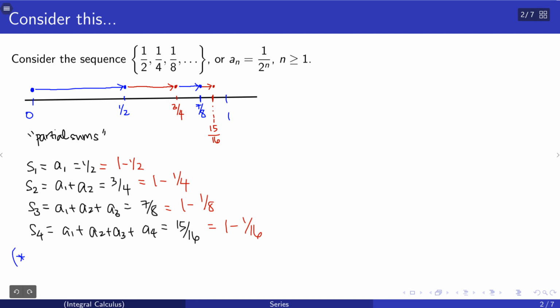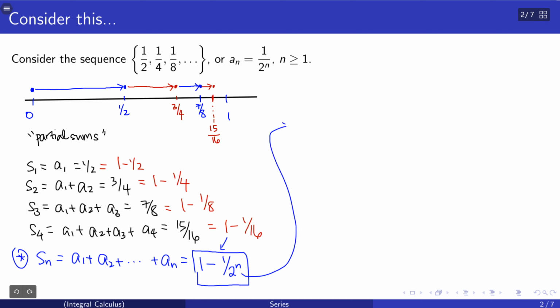And what we're going to guess here is S sub n. What happens if we add the first n terms? Can we actually get a general expression for that sum? Well, we're going to guess that it's actually equal to 1 minus 1 over 2 to the n. And again, that makes sense, and that agrees with intuitively what we've seen so far. But now take a look at this expression, 1 minus 1 over 2 to the n. What happens as n goes to infinity?